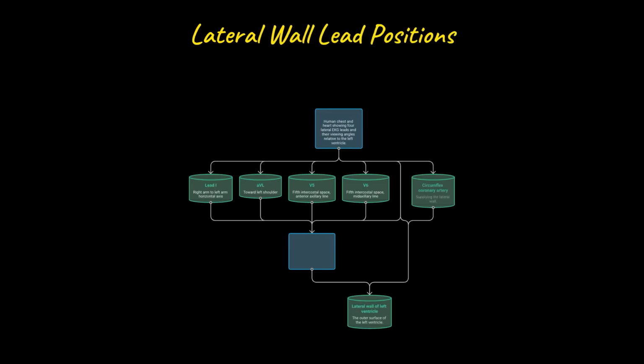Together, these 4 leads form a converging view. Lead I and AVL look from above, while V5 and V6 look from the side. When findings appear across all 4 simultaneously, they point to a single anatomic region, the lateral wall of the left ventricle, most often supplied by the circumflex coronary artery.